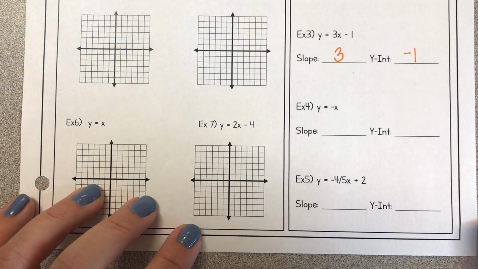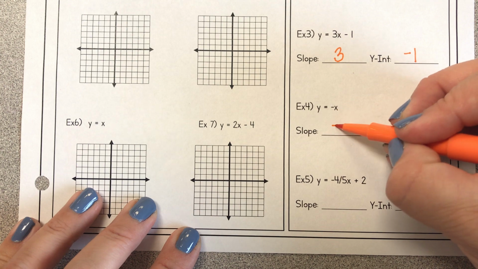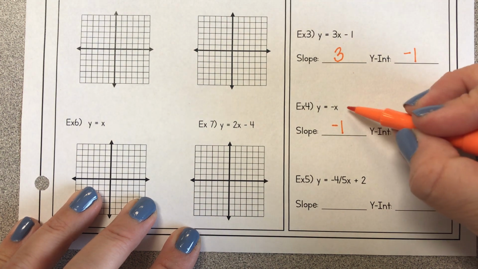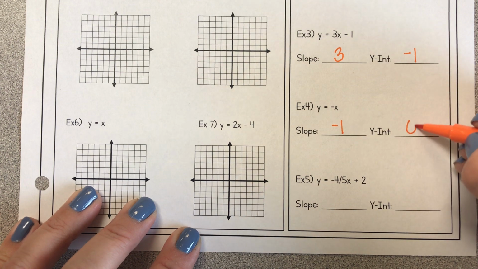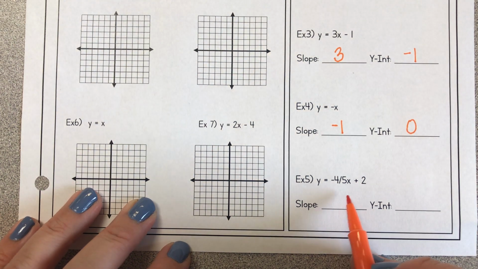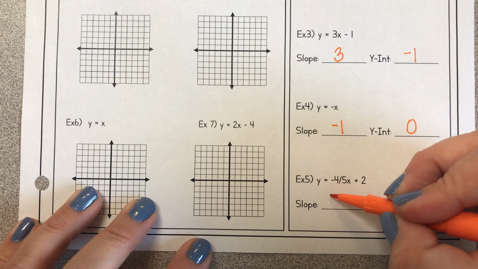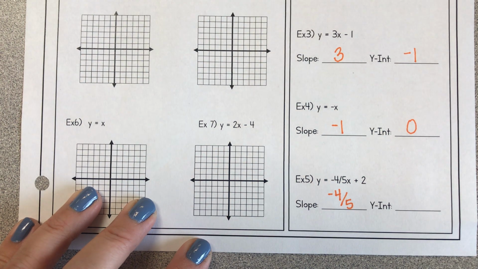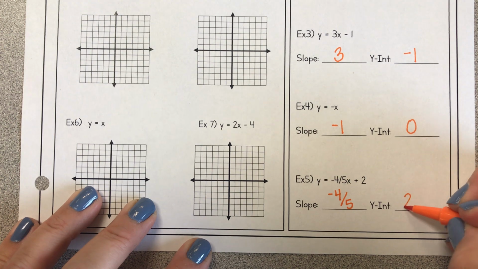Then on number 4, the slope, negative 1, right? It's that negative x. And my y-intercept, what are we adding at the end? Nothing. And then here, the slope would be negative 4/5. That's what's coming in front of x. And the y-intercept is 2.